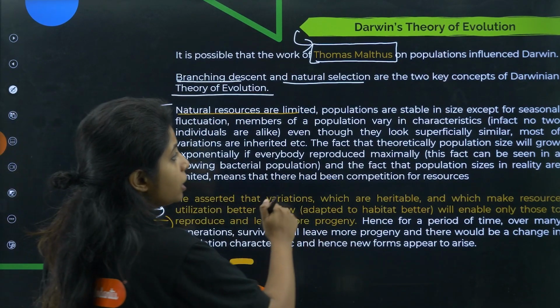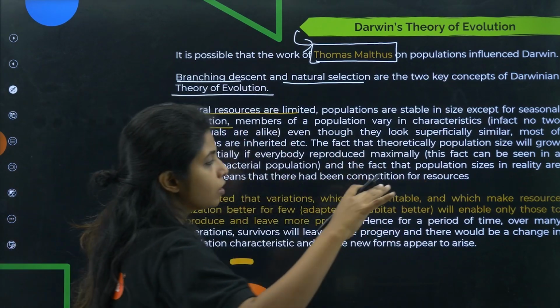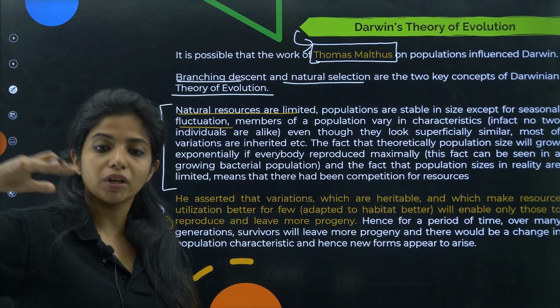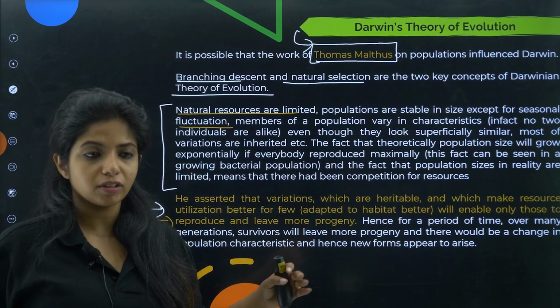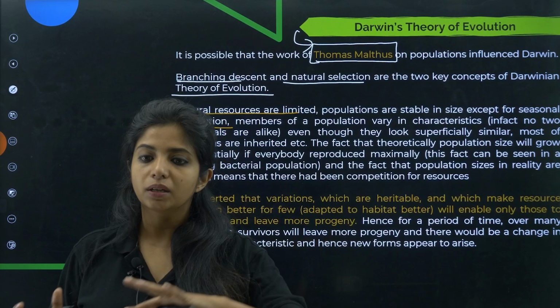Okay, and now populations are stable in size except for seasonal fluctuations. So populations also, if you see, are stable in size except for one thing or the other. If it comes, everything could go. For example, an earthquake came, the population won't be stable anymore. Some of the people would die, some of the people would survive.